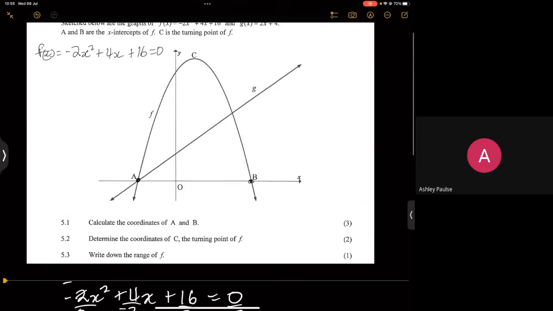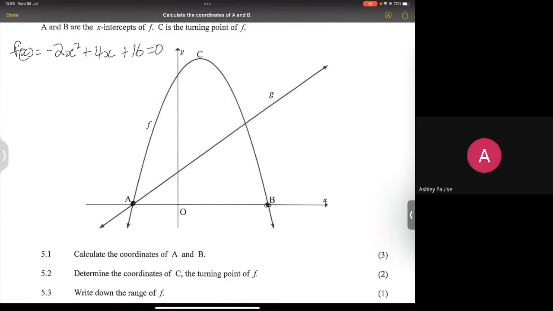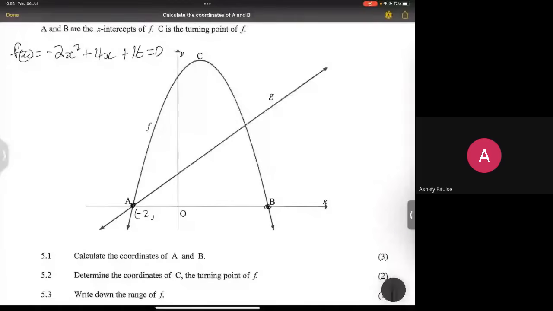Now, that means if I look at this, my a value would be minus 2 and 0, and my b value would be 4 and 0. All right, I hope that we are okay with that. Now they say to us, determine the coordinates of C, the turning point of f. So we want the turning point.